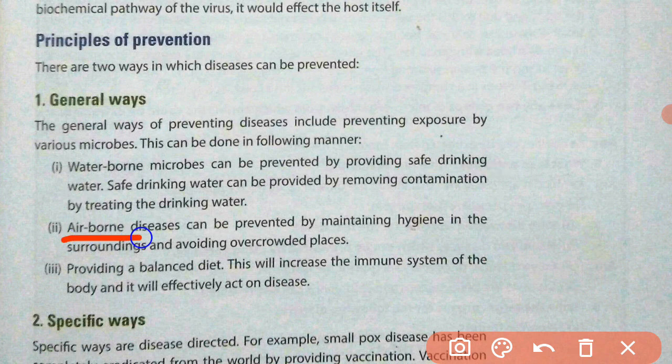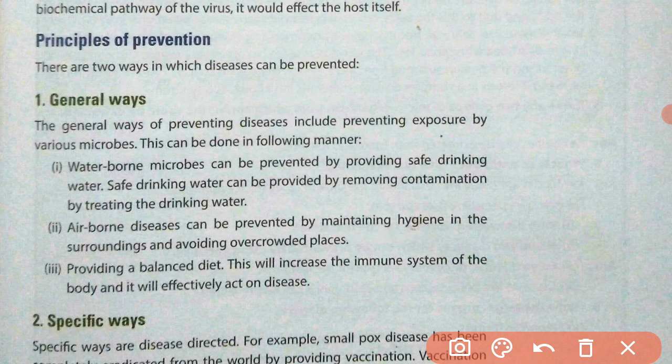Second, airborne diseases can be prevented by maintaining hygiene in the surrounding and avoiding overcrowded places. So many microorganisms live in air and cause airborne diseases. To save ourselves from airborne diseases, we should maintain the hygiene in our surrounding. Our surrounding must be neat and clean, hygienic, and free from germs. We should maintain the cleanliness wherever we live.